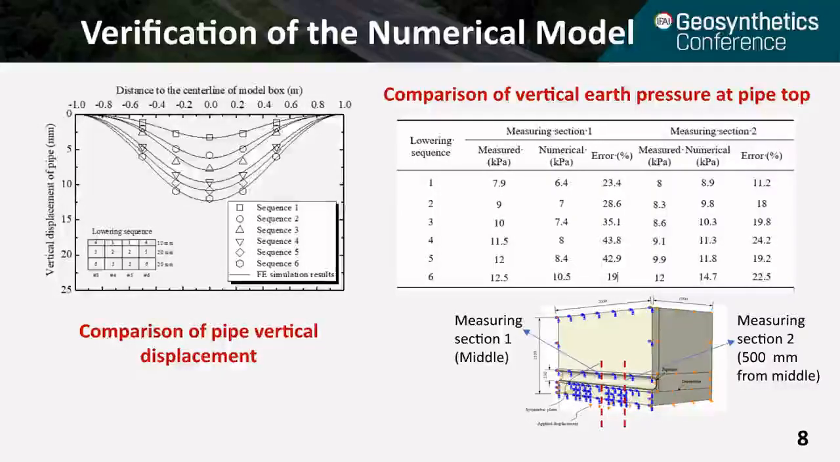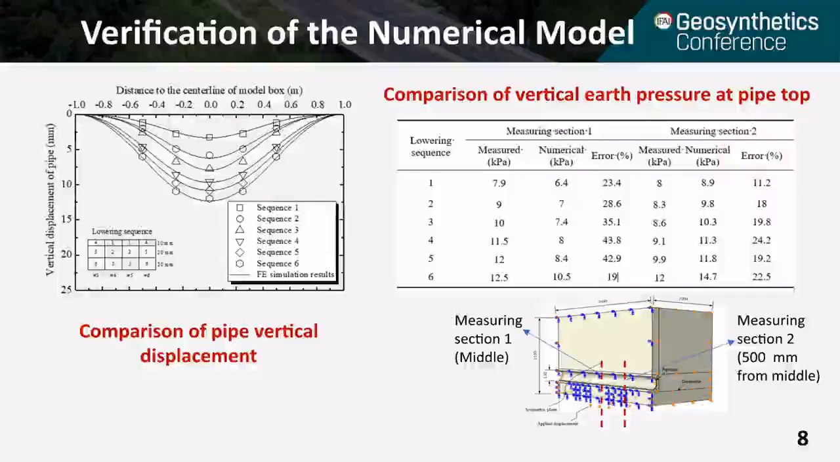And then we have 2 measuring sections, measuring section 1 and measuring section 2. Measuring section 1 is exactly in the middle of the pipe. Measuring section 2 is 200 millimeters from the middle. And then, at those 2 measuring sections, we measure the pressure and the displacement.